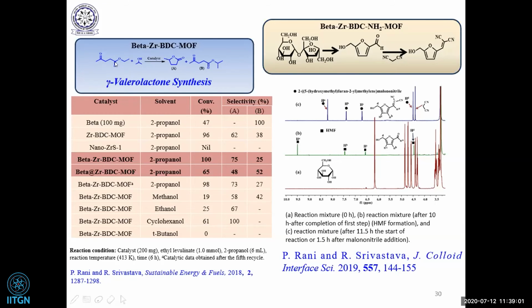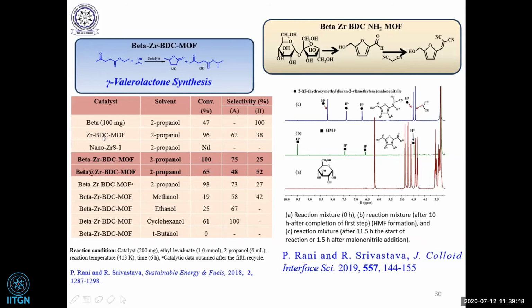So this ethylene can be converted to gamma-valerolactone in the presence of zirconium BDC-MOF. But if you take beta, you don't get this. You only get this trans-specified product. Please note that when you use zirconium silicate, it didn't give any activity. It means that zirconium with the silica is not good.